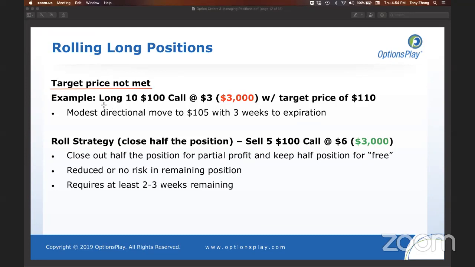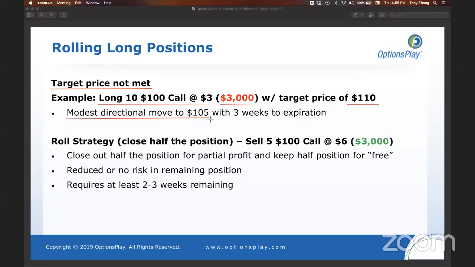So I have an example here where I bought 10 contracts of a 100 strike call for $3, which means that I've outlaid $3,000 for this trade. And I did this because I had a target price of this stock of 110. So the stock's trading at $100, I buy 10 contracts of the at the money calls for $3, and I paid $3,000 for it. I expect the stock to go to 110. But in a few weeks, I only get half that move. I get a modest move up to 105, and there's still a few weeks left to expiration. So I have not hit my target price, but the stock has gone in my favor.